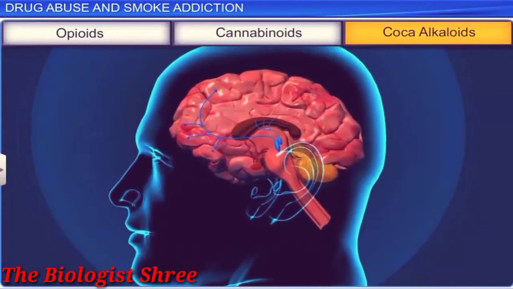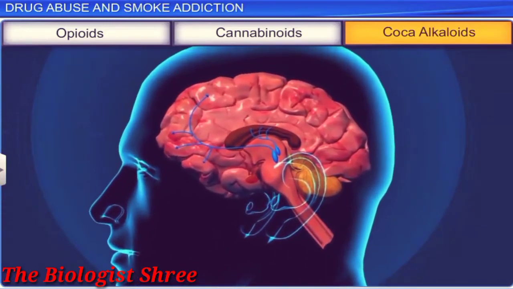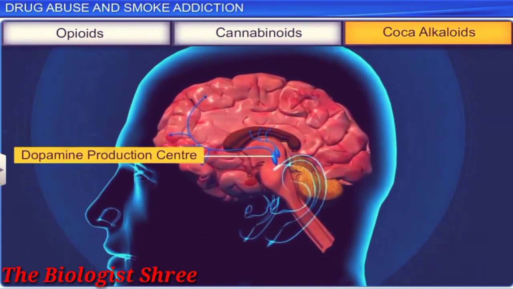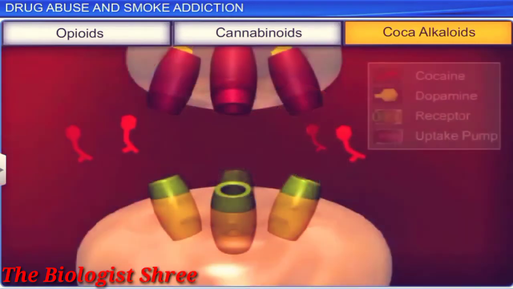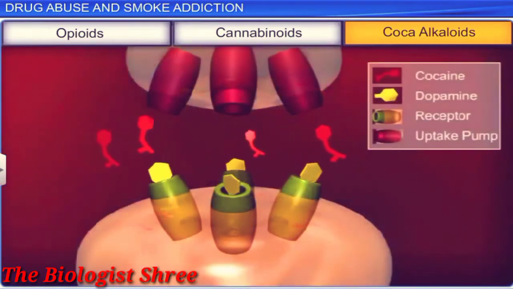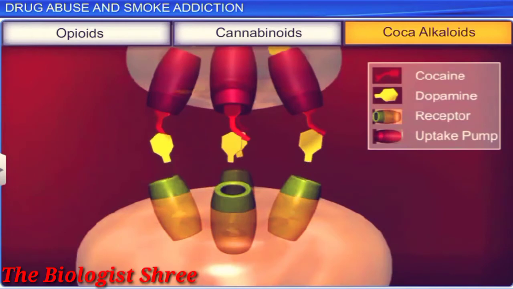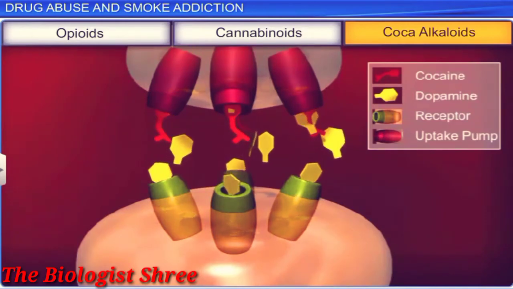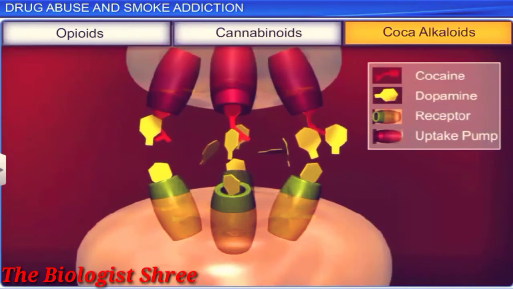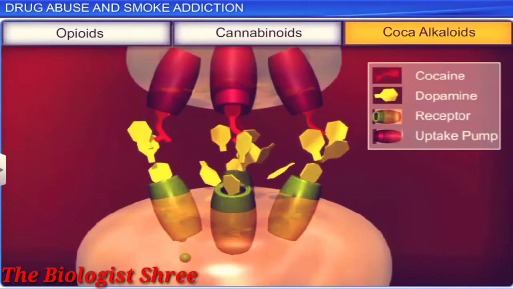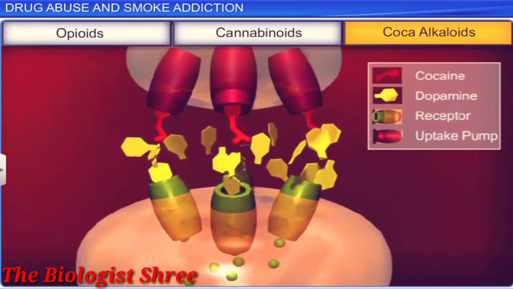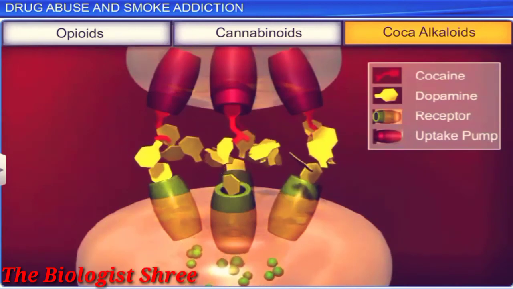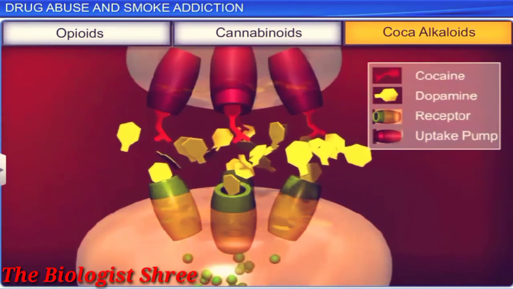They interfere with the transport of a neurotransmitter called dopamine. Cocaine attaches to dopamine transporters, preventing the normal reabsorption process. As dopamine builds in the synapse, it continues to stimulate the receptor, resulting in a feeling of euphoria and increased energy in the cocaine user.